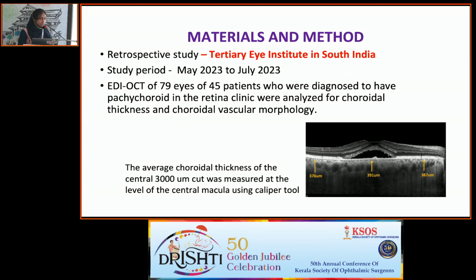So, we conducted a retrospective study at a tertiary eye institute in South India. In our study, we took the EDI OCT of 79 eyes of 45 patients who were already diagnosed to have pachychoroid in our retina clinic, and it was analyzed for the choroidal thickness and the choroidal vascular morphology. The choroidal thickness was measured in the central 3000 micrometer section using the calipers tool by taking the average of 3 points at the level of the central macula.